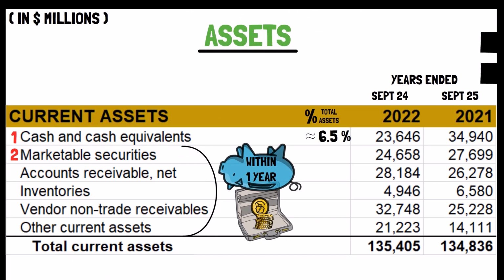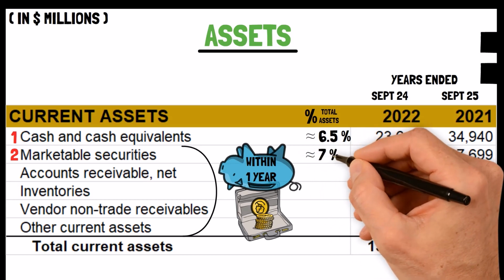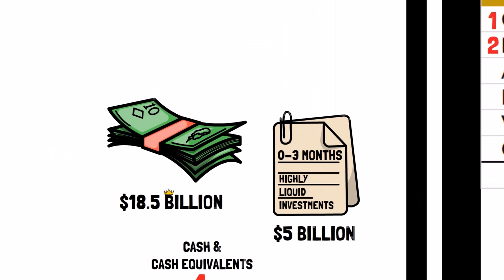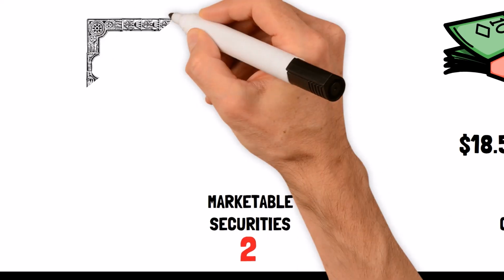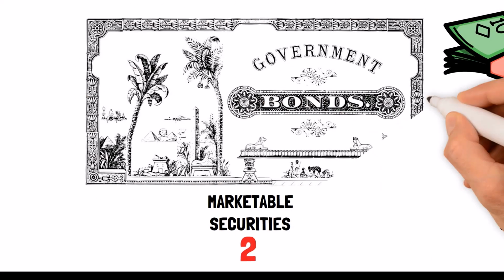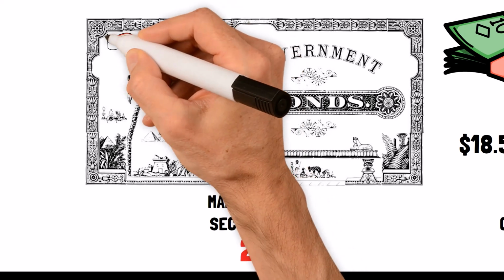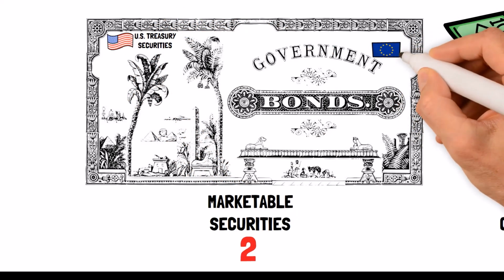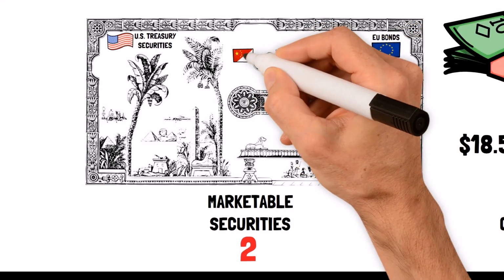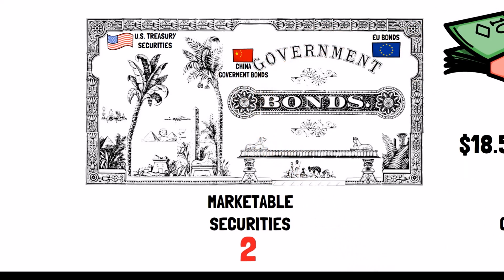Marketable securities stand for 7% of Apple's total assets. The item covers several different assets that are unrestricted and can be traded on a public stock or bond exchange. For example, it can be US Treasury securities, EU bonds, as well as China government bonds.